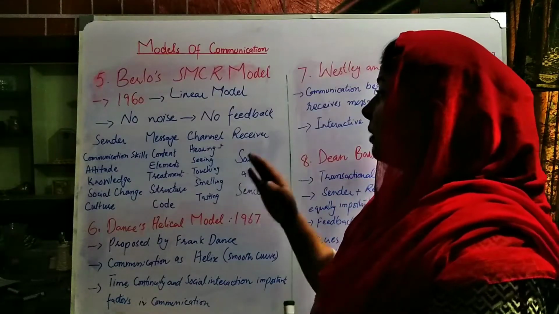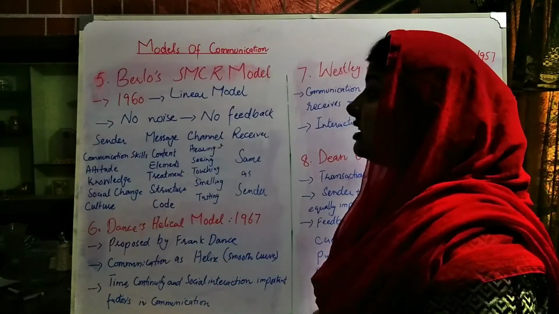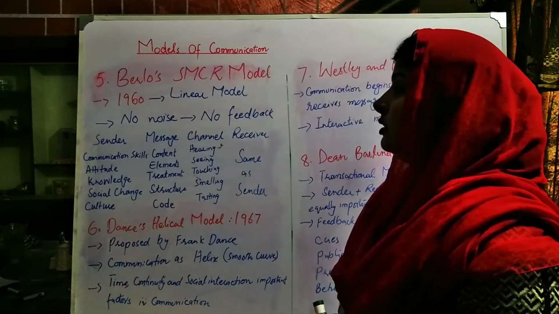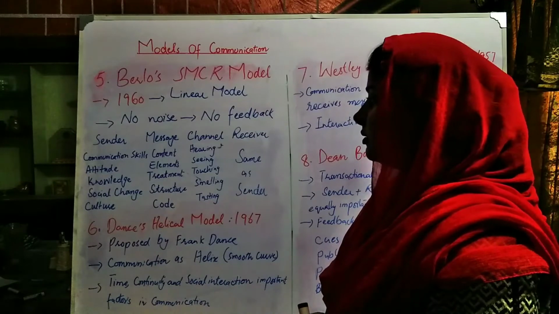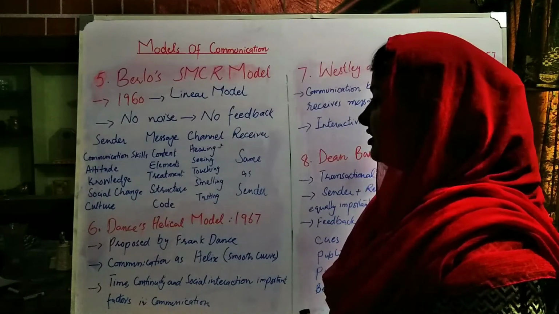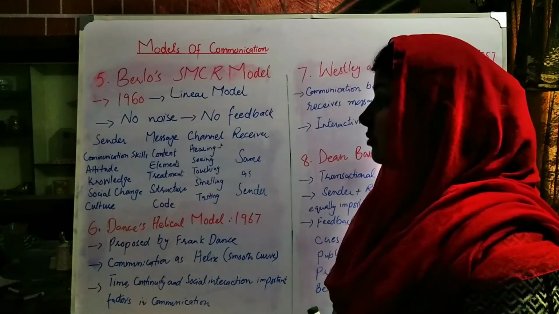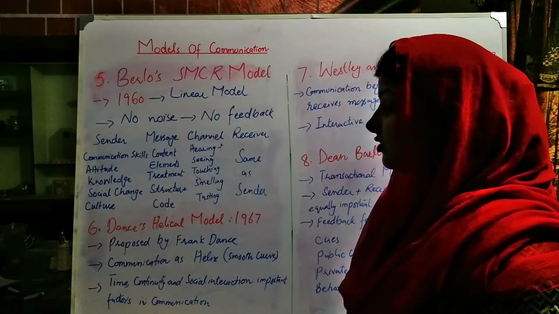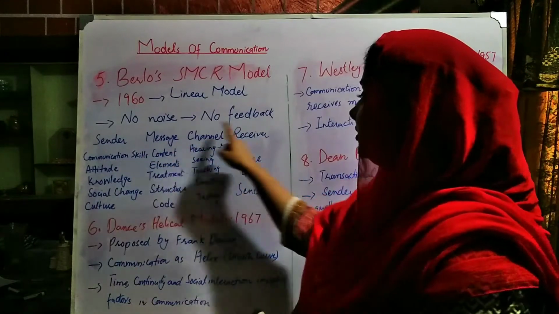Number 5, Berlo's SMCR model. It was presented in 1960 and it is a linear model. In this model there is no noise, no feedback. The model represents itself as sender, message, channel, receiver, and the sender should have communication skills, attitude, knowledge, social system, culture. Sender and receiver have these things the same.